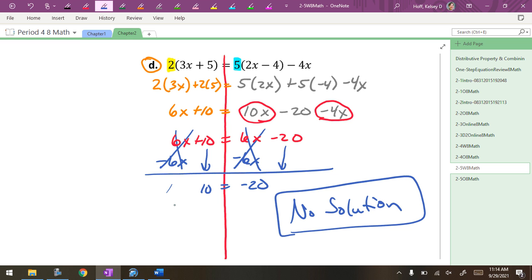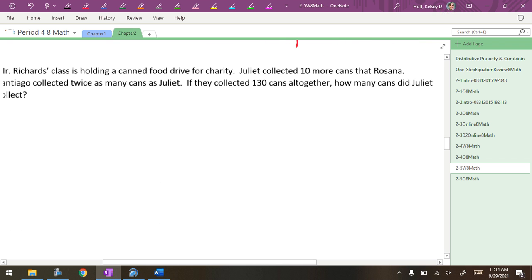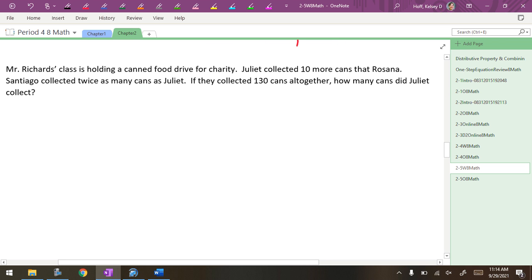Everybody, deep breath. Exhale. It's a problem with words. You can do it. I believe in you. I'm going to help you get there. Mr. Richards' class is holding a canned food drive for charity. Juliet collected 10 more cans than Rosanna. Santiago collected twice as many cans as Juliet. If they collected 130 cans altogether, how many cans did Juliet collect? Remember the hamburger cheeseburger problem? The same thing. Remember when Ms. Hoff said we need to practice this because it's going to be on your test?